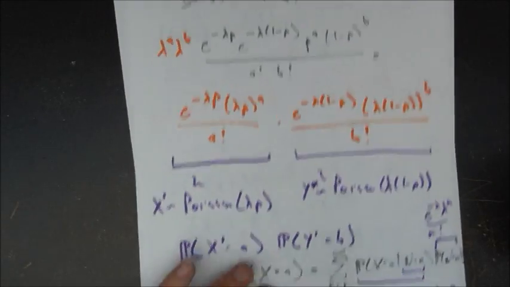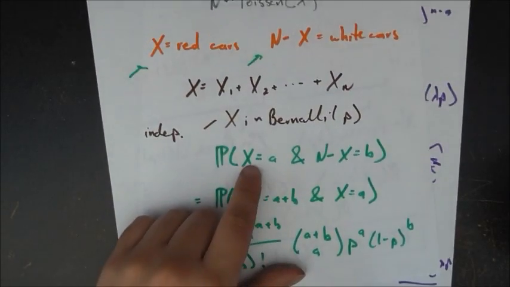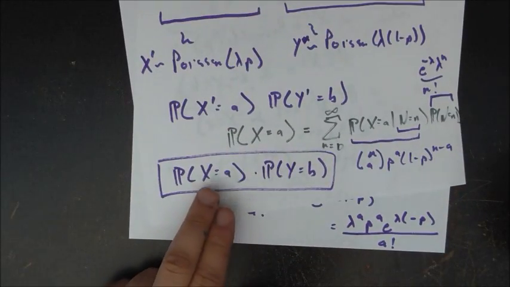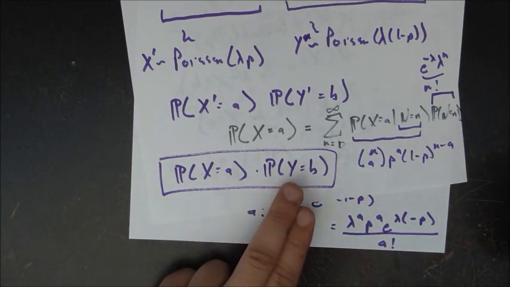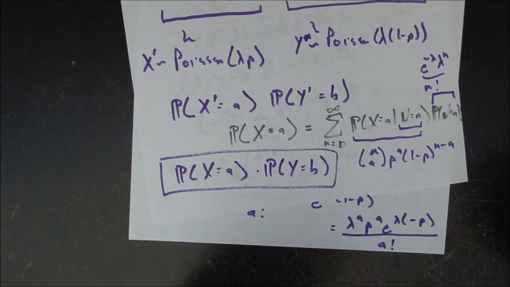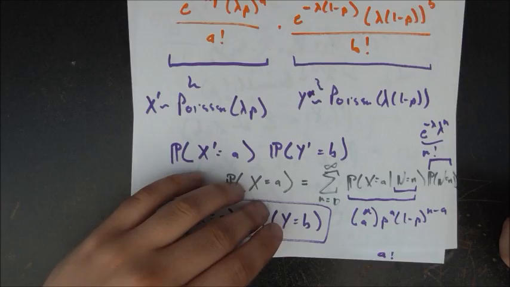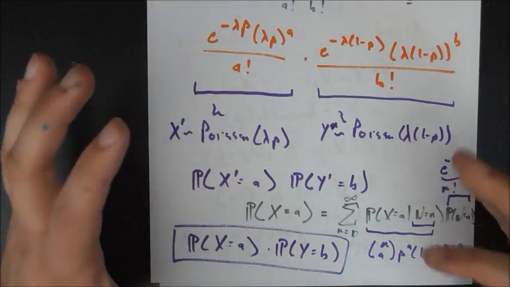So to prove that they're independent, we showed that the probability that the number of red cars is a and the number of white cars is b is equal to the probability that the number of red cars is a times the probability that the number of white cars is equal to b. This is exactly how you show two random variables are independent. Okay, so this is very interesting. It didn't make much sense to me at first, but mathematically it's all here.